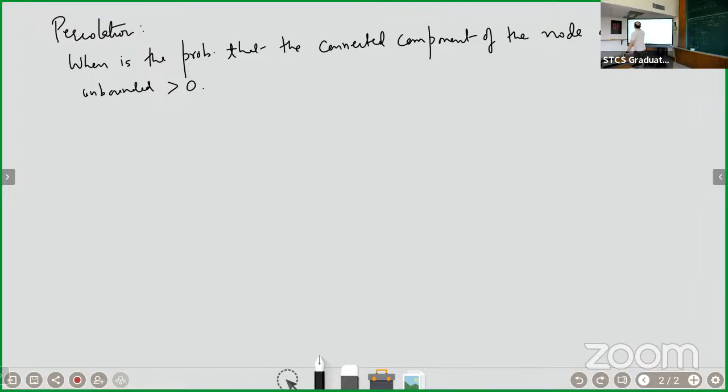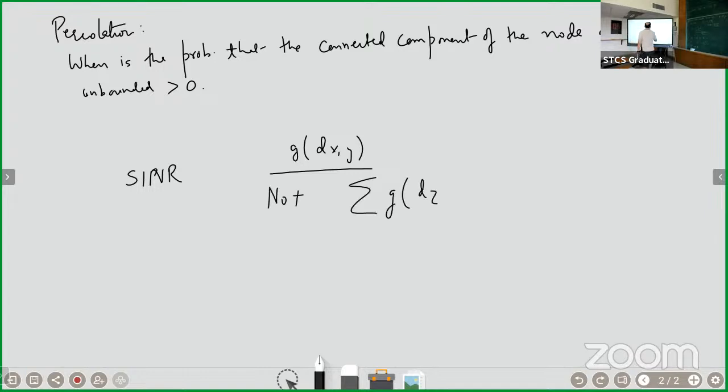So what did I say that SINR was? The signal, which is G of dx, over the noise power plus the summation of G of dz for the interferers. So insert a parameter gamma, so that we suppress the interference. So gamma is greater than... right. Suppress.